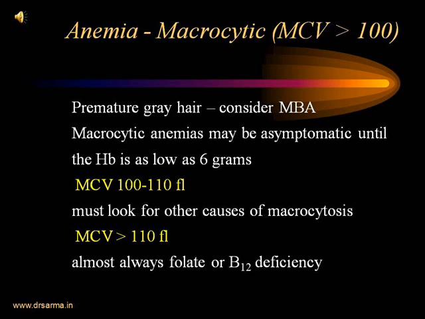If the MCV is greater than 100 femtoliters, it is macrocytic anemia. Whenever some patients have premature grey hair, we can consider megaloblastic anemia. Macrocytic anemias may be asymptomatic until the hemoglobin is as low as 6 grams. If the MCV is in the range of 100 to 110 femtoliters, then we must look for other causes of macrocytosis. If the MCV is more than 110 femtoliters, that means it is a severe form of macrocytosis, and almost always it is due to folate deficiency or vitamin B12 deficiency.